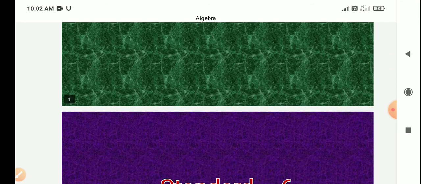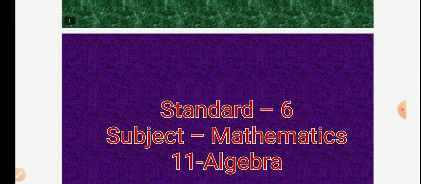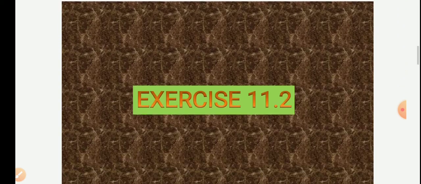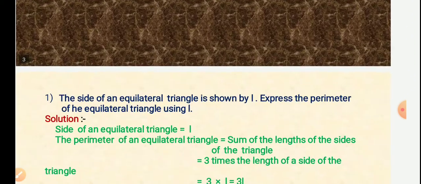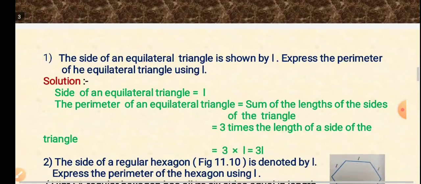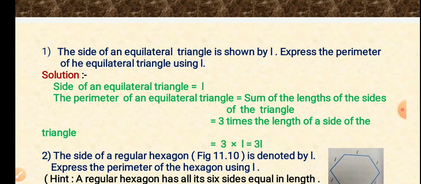So let's see the first question of exercise 11.2. Look here, first we will read it. The side of an equilateral triangle is shown by L. Express the perimeter of the equilateral triangle using L.